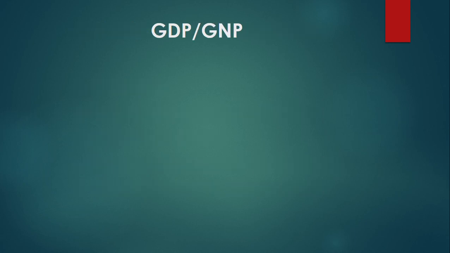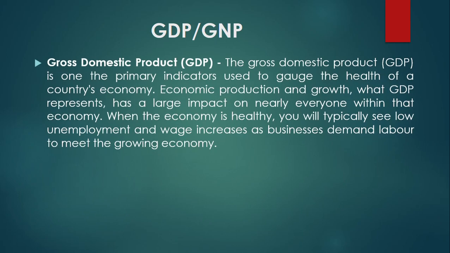So the first indicator is GDP and GNP. GDP is the gross domestic product. The gross domestic product is one of the primary indicators used to gauge the health of a country's economy, economic production and growth. What GDP represents has a large impact on nearly everyone within that economy.